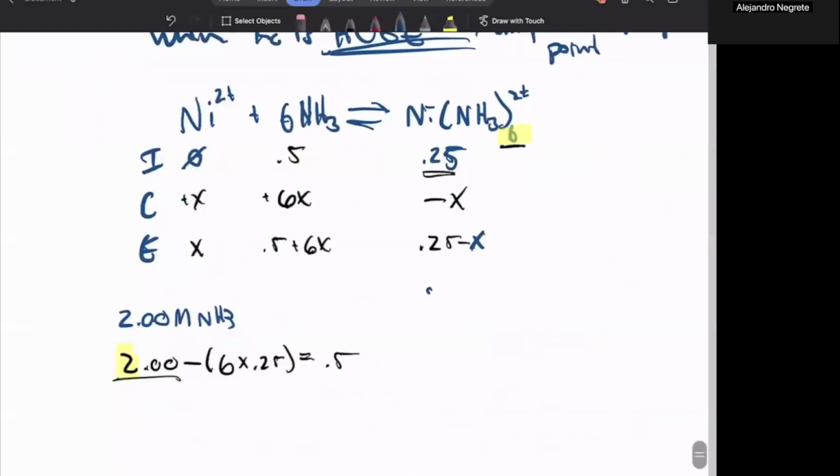So we're going to have 5.5 times 10 to the 8th is equal to products over the reactants, right? Even though we're starting with our product, right? 0.25 minus x over x times 0.5 plus 6x.